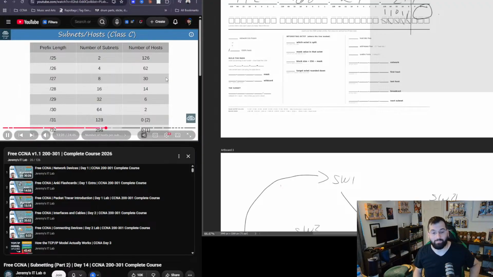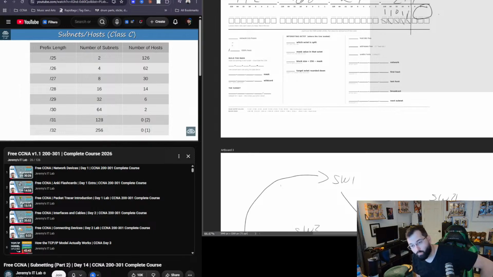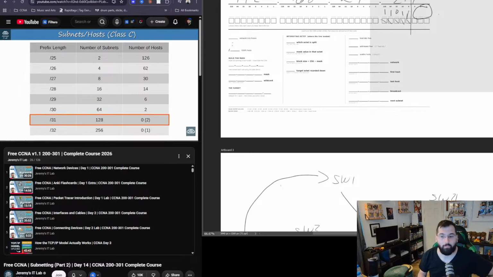Doubles the amount of hosts, except you have to subtract 2 for the network and broadcast addresses. Take note of /31. The number of hosts is 0. I mentioned this in the last video, but it's because there is only a single host bit, so there are only 2 possible addresses, which are taken by the network and broadcast address.